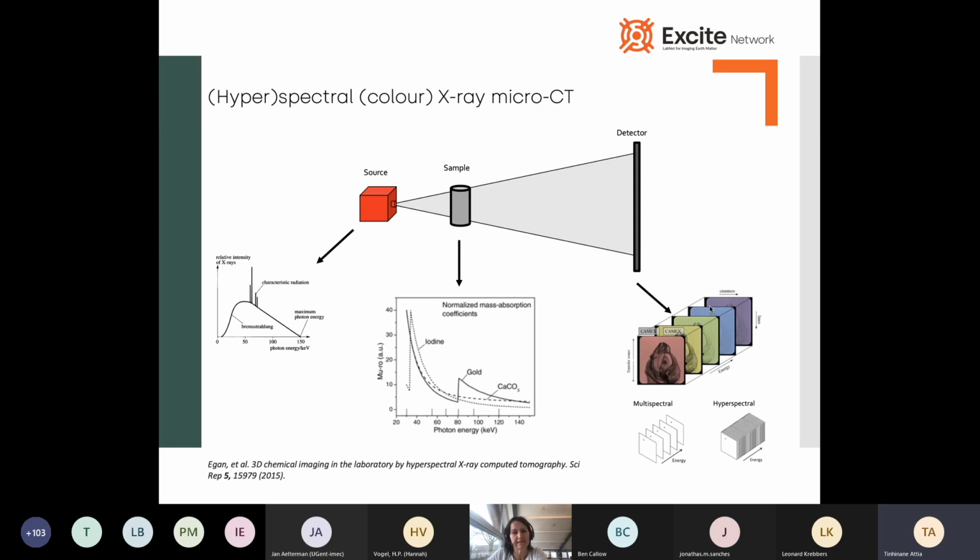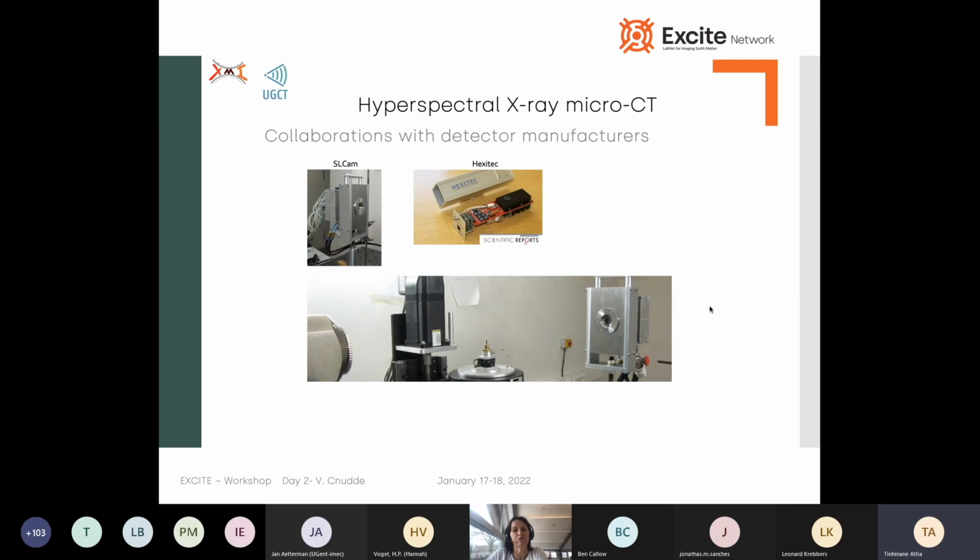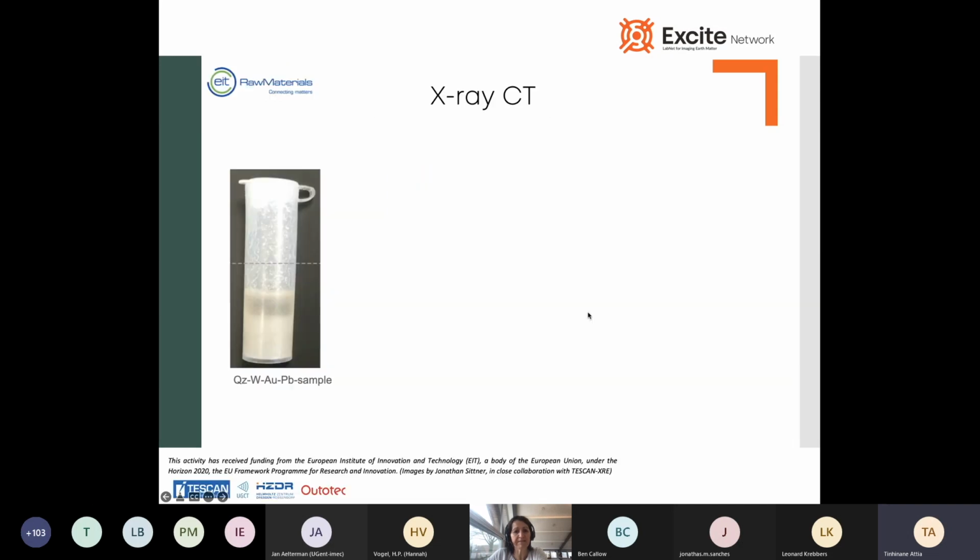And I will show you what we are currently working on. This is not something which is normally regularly used, but there is a development ongoing related to this. You can buy hyperspectral detectors, with detectors sensitive for low energies and detectors sensitive for high energies. We just replace our normal detector with this hyperspectral detector, and then you can combine and see what the differences are.